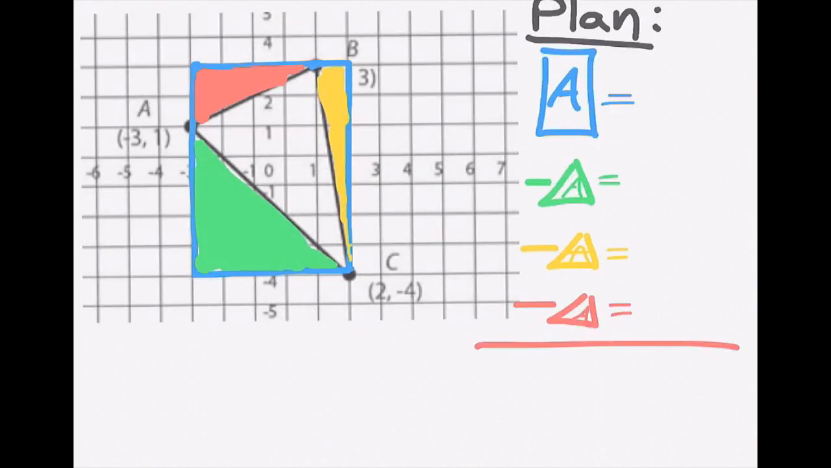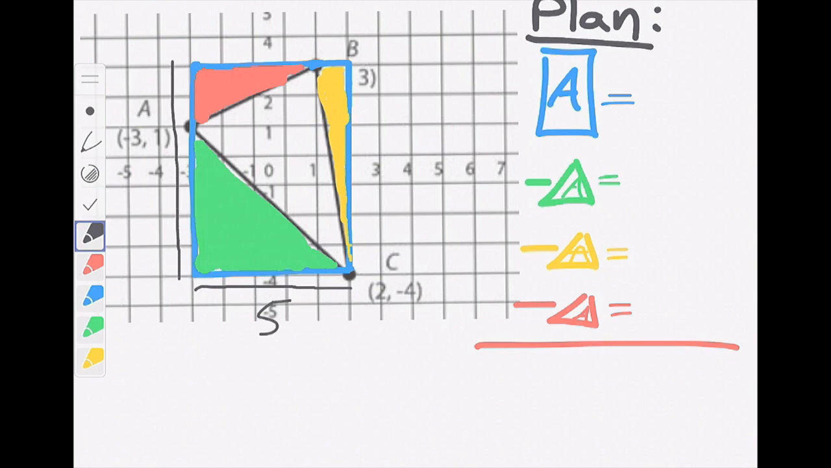is to have this plan where you surround the triangle that you're looking for with a rectangle or square, and then subtract away the pieces that you don't want. So looking at this picture right here, I've got my plan laid out to the right. The area of the rectangle would be base times height, which in this case is 1, 2, 3, 4, 5, times 1, 2, 3, 4, 5, 6, 7. So using base times height, I get 5 times 7, which is 35. So the blue rectangle is worth 35 squares.